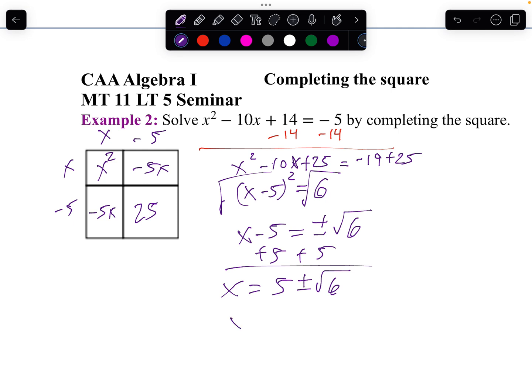If I want decimal answers, I would just use my calculator and go 5 plus the square root of 6, and that would be like 7.45. Or 5 minus the square root of 6, and that would be like 2.55. Both of those are correct.